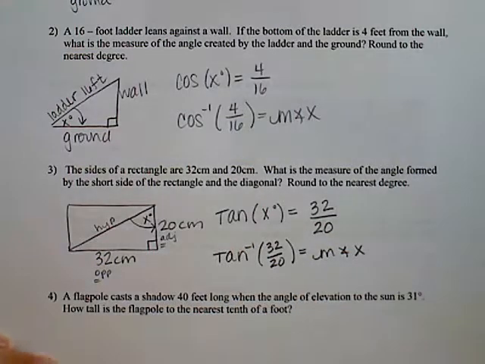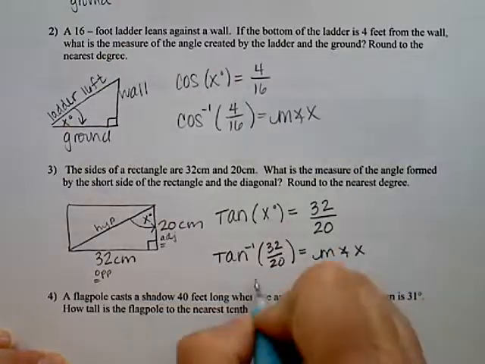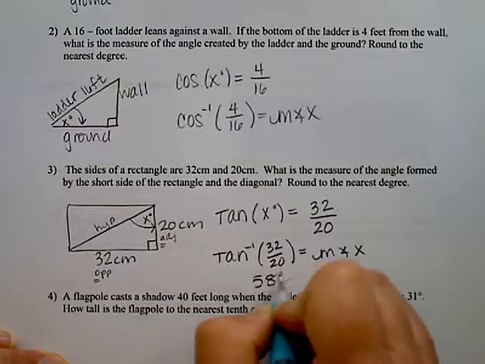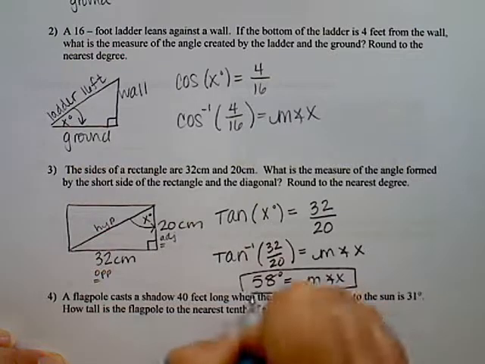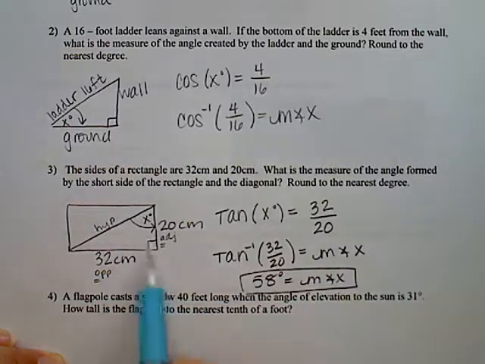And just on your calculators, this is just tan inverse of 32 divided by 20. And that leaves us with about 57.99 degrees. So this is about 58 degrees. So the angle that the short side and the diagonal make is 58 degrees.